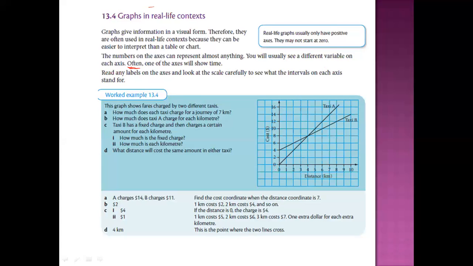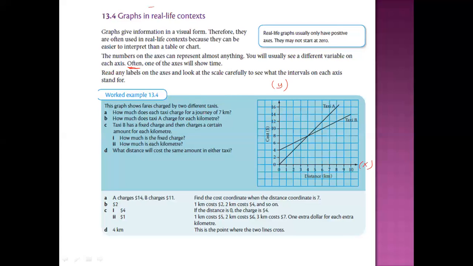For example, in this diagram, which line is our x-axis? Of course, the horizontal line. This straight line is called the x-axis, and the vertical line is called the y-axis. Don't forget. And sometimes we use the time for this straight line, but here they used kilometers or distance. Read any labels on the axis and look at the scale carefully to see what the intervals on each axis stand for. And I have a worked example.